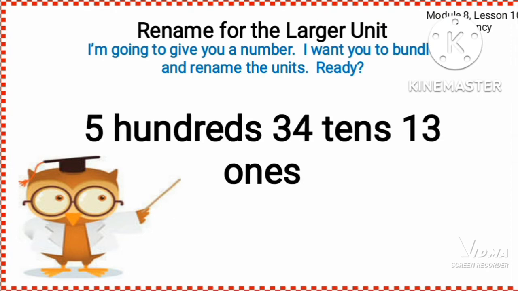500s, 34 tens, 13 ones. It's the same as 800s, 5 tens, 3 ones, which is 853. 300s, 44 tens, 24 ones equals 700s, 6 tens, 4 ones, 764.